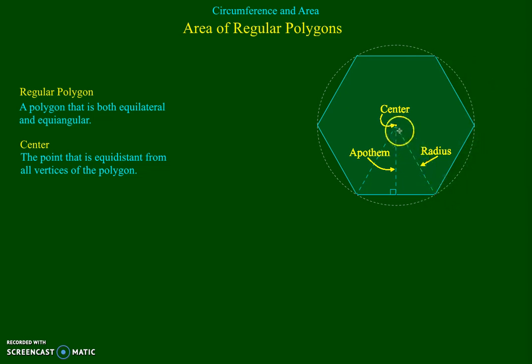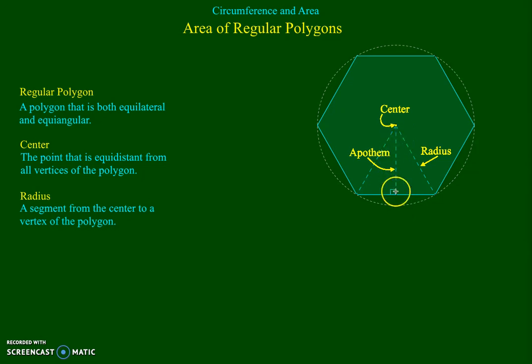And that makes the distance from the center to each one of the vertices of the polygon a radius of the polygon. So a radius is a segment from the center to a vertex of the polygon. So regular polygons have centers and they have radii. And the third piece of information that's really important is called the apothem.